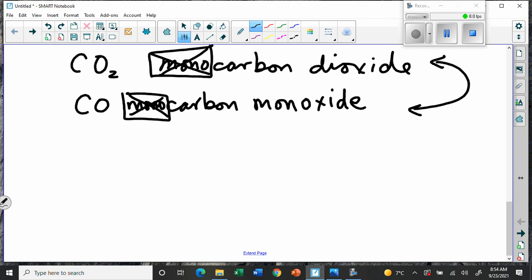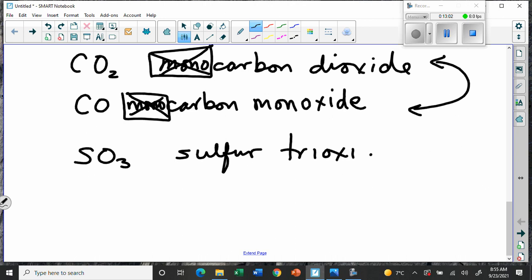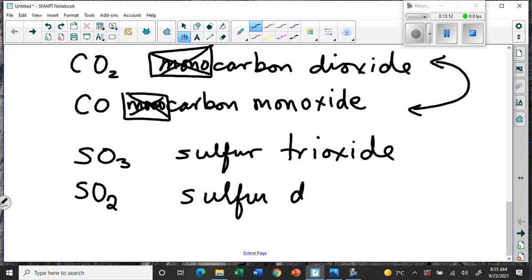Let's do a few more examples. Let's say we had SO3. This one would be called sulfur, we don't put the mono, but trioxide. It's also possible to get SO2. This one is called sulfur dioxide. So you can see how, because there's different possible combinations, we have to use these prefixes to show the numbers. Okay?